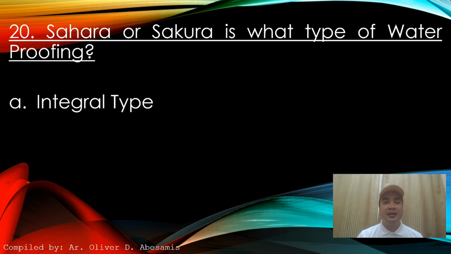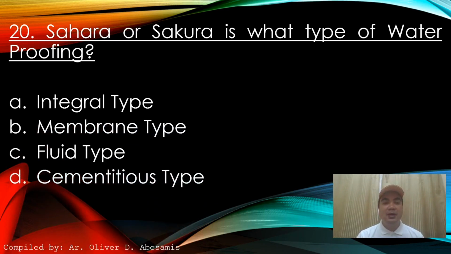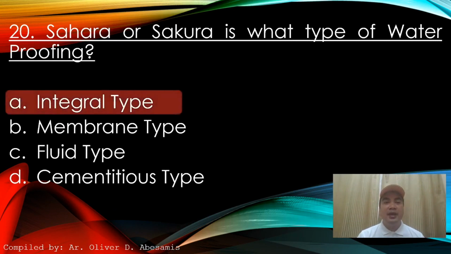Next, Sahara or Sakura is what type of waterproofing? A. Integral type. B. Membrane type. C. Fluid type. And D. Cementitious type. Answer? A. Integral type.